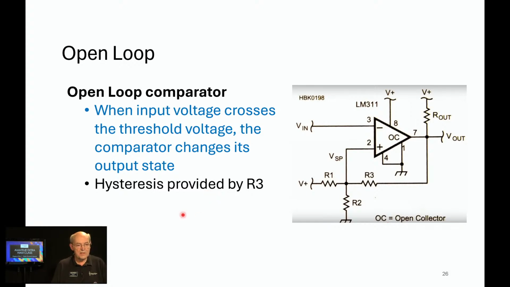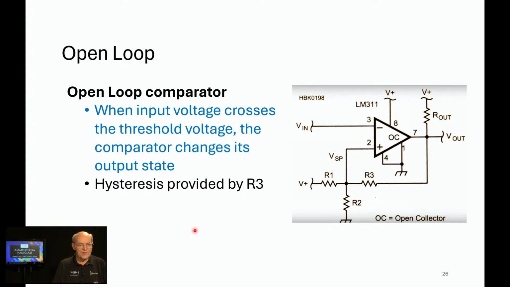Hysteresis. Now hysteresis is an interesting concept, and is provided by R3. So when we force this comparator to switch, we want to exceed the value that caused it to do that before it switches back to the other one. The best analogy I could think of for this was an air conditioner running in your house. Let's say you've got your thermostat set at 70 degrees. Well, it's 75 degrees in the house, so the air conditioner is going to come on and start cooling your house until it gets to 70 degrees. And then at 70 degrees, the air conditioning system will turn off.